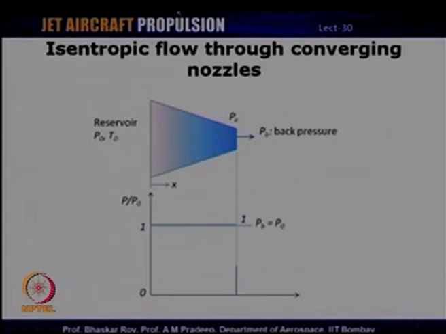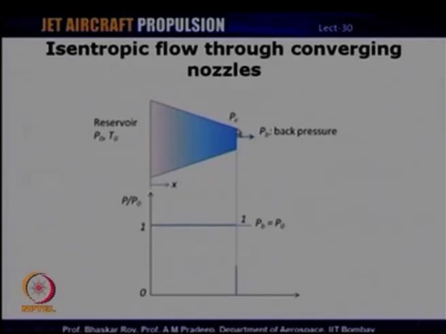So, I have here a very simple schematic of a convergent nozzle. So, this is a convergent nozzle. In subsonic flow, it has to be decreasing area. We will now see the effect of back pressure, which I have denoted by P subscript B, on the flow properties in the nozzle. The upstream pressure, that is the reservoir pressure, is P naught, which is stagnation pressure. It also has a stagnation temperature of T naught.